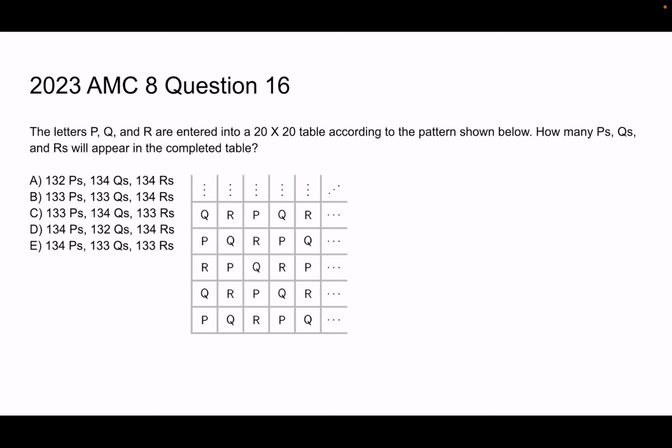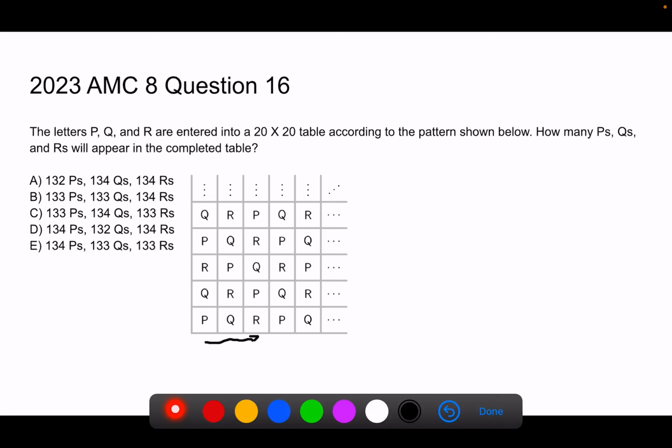It basically starts from PQR, PQR, PQR, repeats every 3 times, and similarly in both rows and columns. So the key thing in solving this question is how to simplify. In fact, if you take a look at all the choices, you will find P, Q, and R's are quite close to each other because most of the time they each appear once in this PQR sequence or QRP sequence.